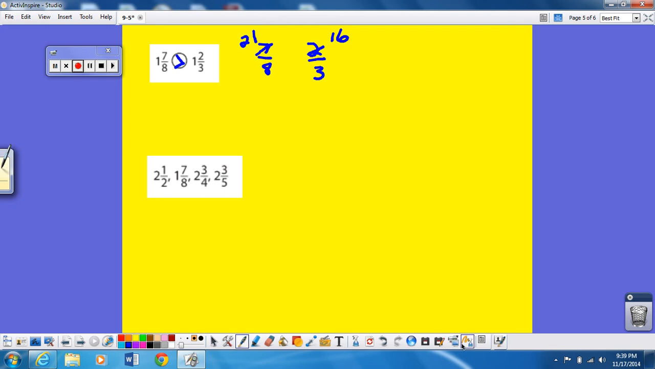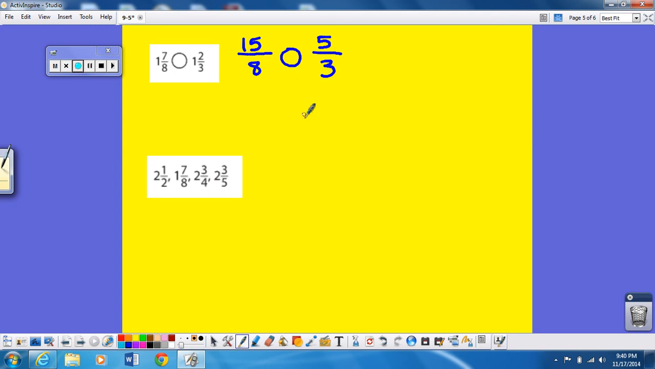Now I want to show you another way. We've just learned about changing mixed numbers into improper fractions. Let me show you another way this could work. Let's say you forget how to do this cross multiplying, or you get confused and you're not sure what to do. You can always change your mixed numbers into improper fractions. So remember how we do that? Make it math. 8 times 1 is 8 plus 7 is 15. And my denominator is 8 because that doesn't change. Over here, 3 times 1 is 3 plus 2 is 5.